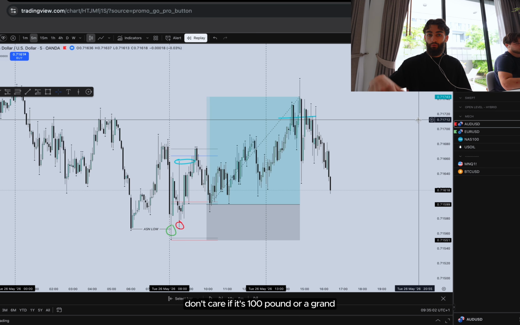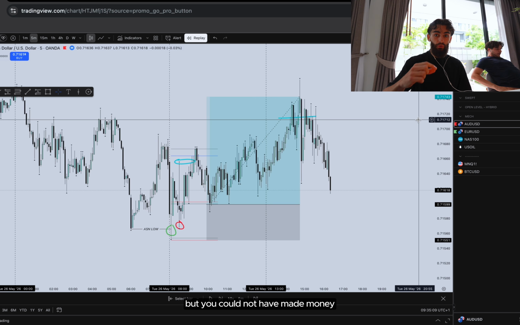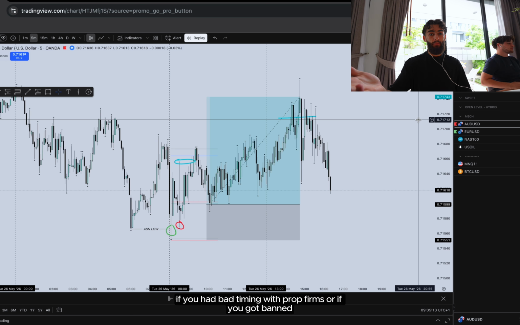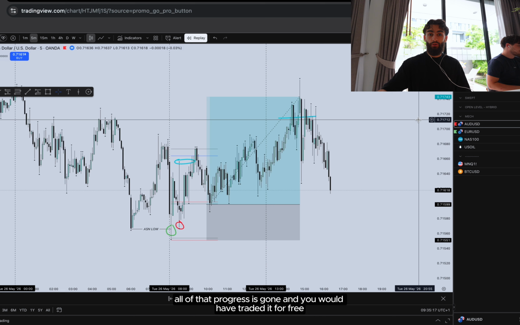Don't care if it's £100 or £1,000, start it, get involved, because you don't know, on the year, you could be up risk to reward, but you could not have made money if you had bad timing with prop firms, or if you got banned, or if rules were broken by mistake. All of that progress is gone and you would have traded for free.